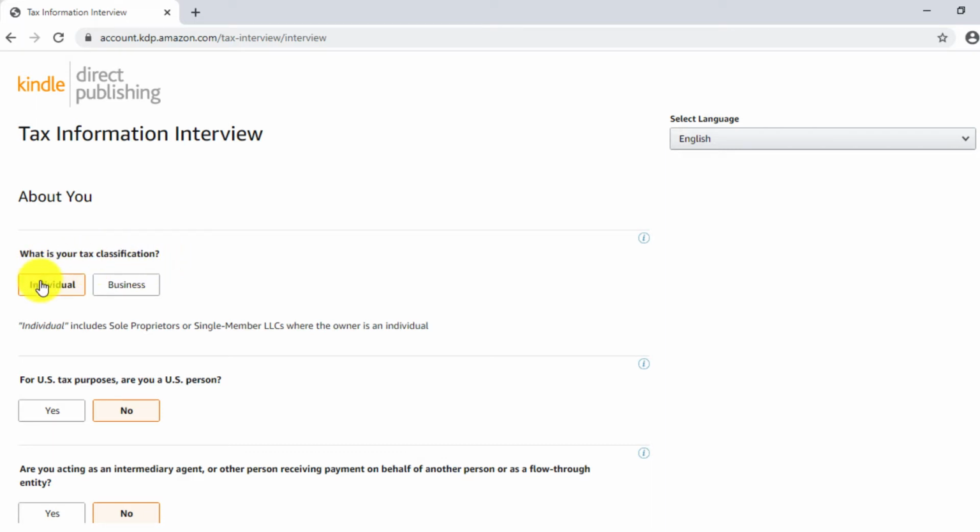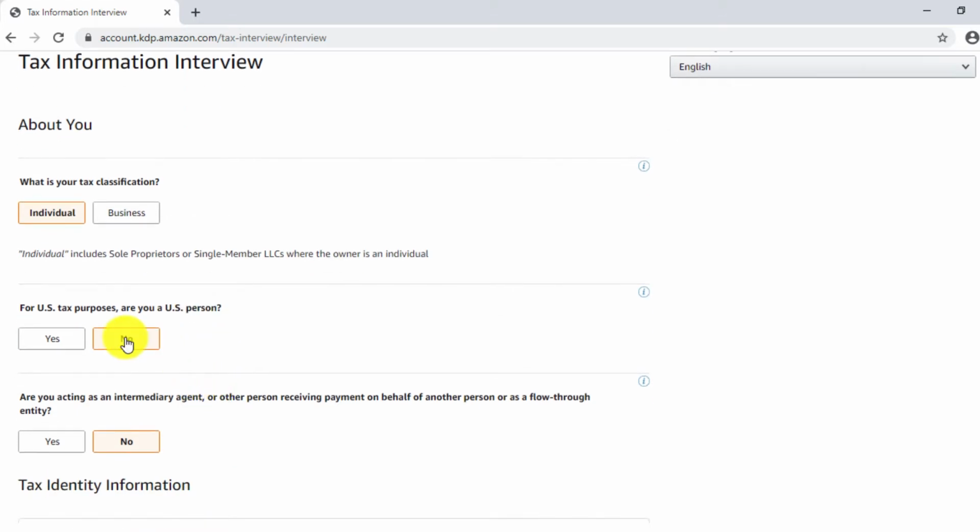In case you are a business firm, a partnership firm or a company, you have to select business. Then the type of form would be Form W8-BEN-E. For US tax purposes, are you a US person? I'm not a US person. So I'm neither a US resident nor a US citizen, so I have to select no.